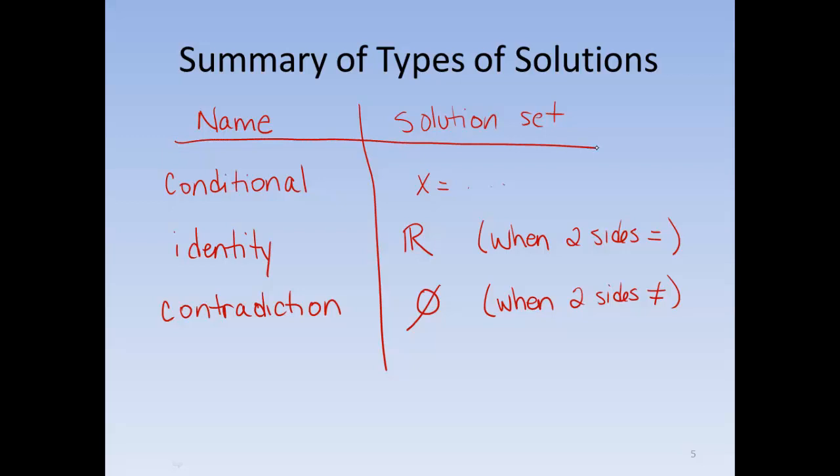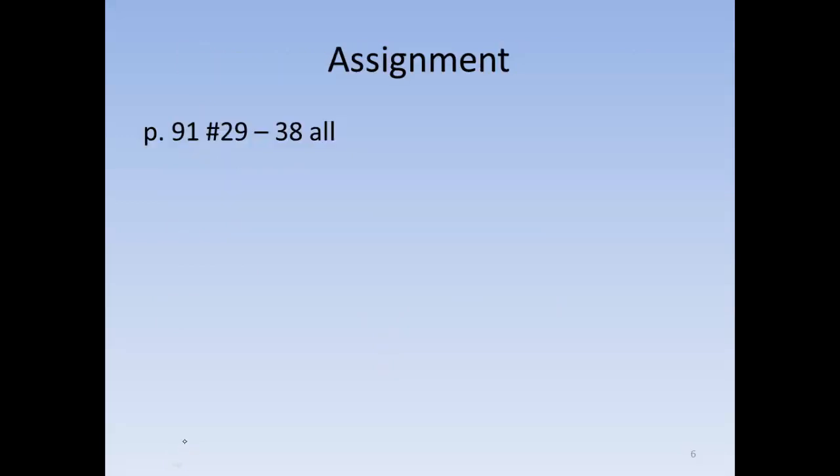And again, before you get into class, I want you to think about what the graphs of the left and the right hand side would look like, especially if something's an identity or if something's a contradiction. Assignment on page 91, 29 to 38, it asks you to classify each one of the equations as a conditional, as an identity, or as a contradiction. And after you classify it, then they also want you to state the solution set.